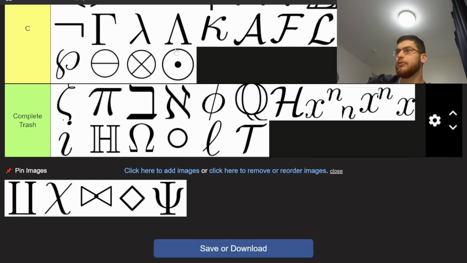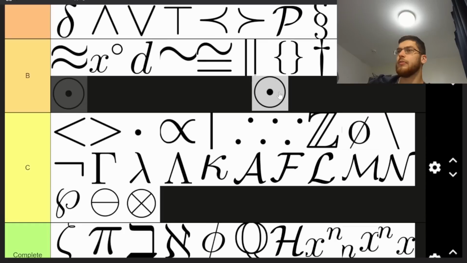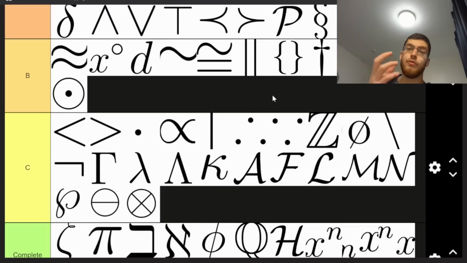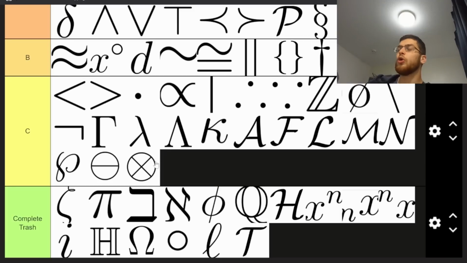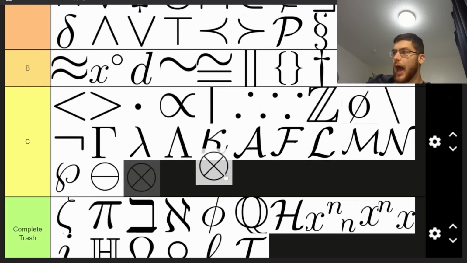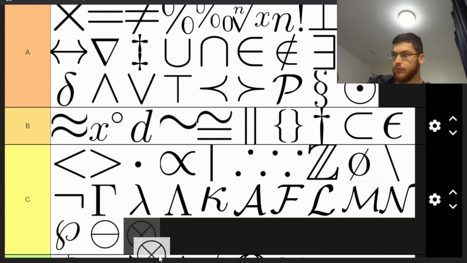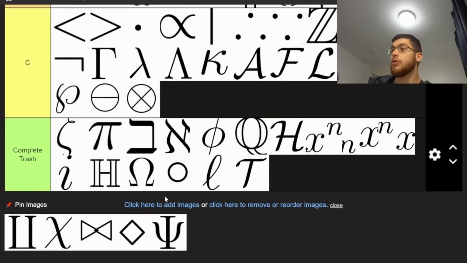Hadamard product, I like it. It makes a lot of sense to me because, you know, for vectors, you use the dot product, and this is just the dot with a circle around it. So it makes so much sense to me. This one, or times, I think it's used for tensor product. I don't know exactly what you use tensor product for, so I'm just going to leave it in C tier. I'll let other people come and have a play around with this yourself.